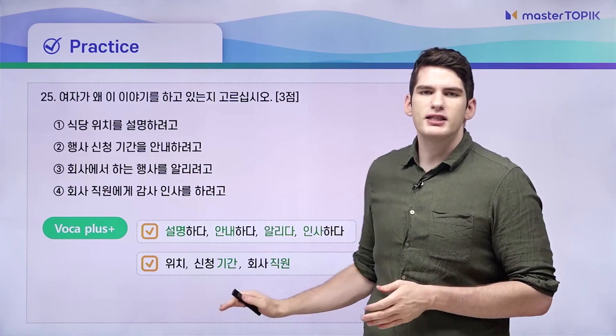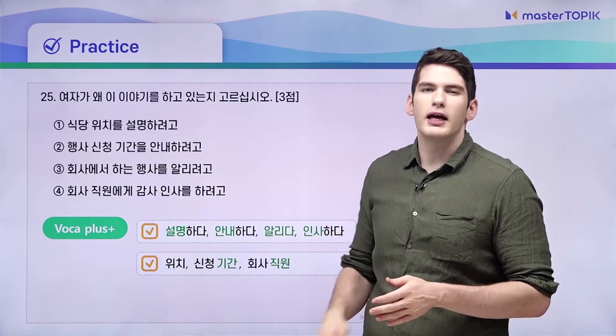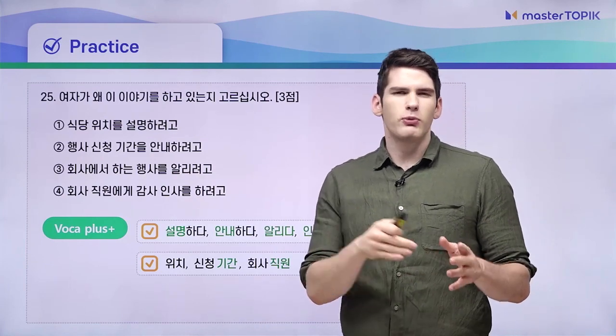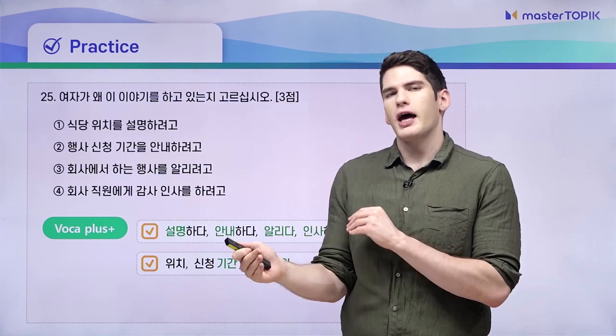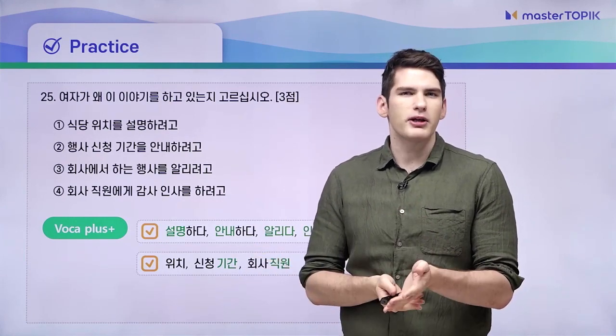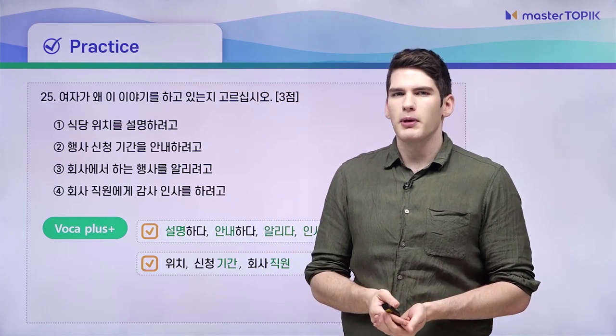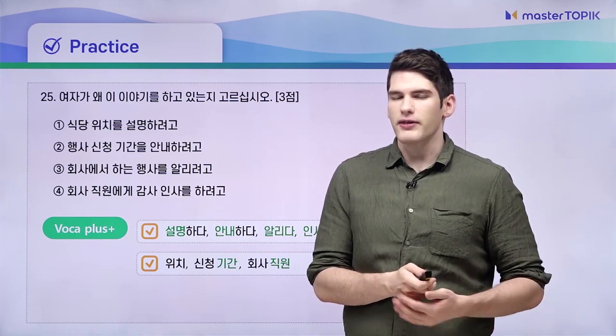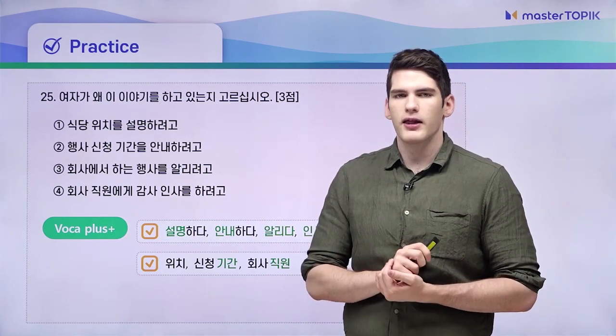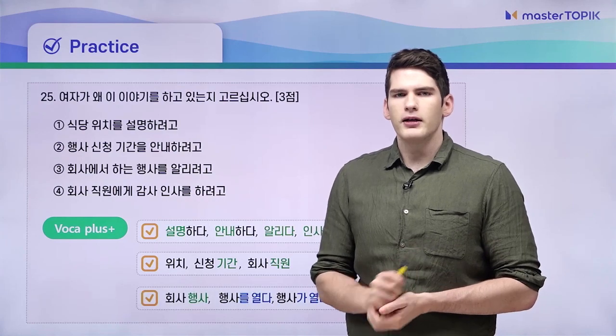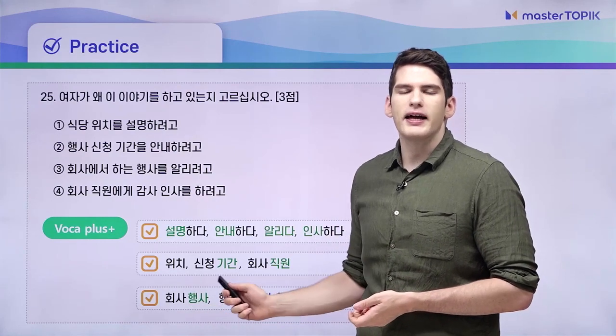And then 회사 직원. So 직원 is an employee, but usually when we say 직원, we talk about full-time employees, right? If you're working part-time, you wouldn't be a 직원. You would be maybe 알바생, something like that. 아르바이트생, things like that. And then 회사 행사, an event, right?